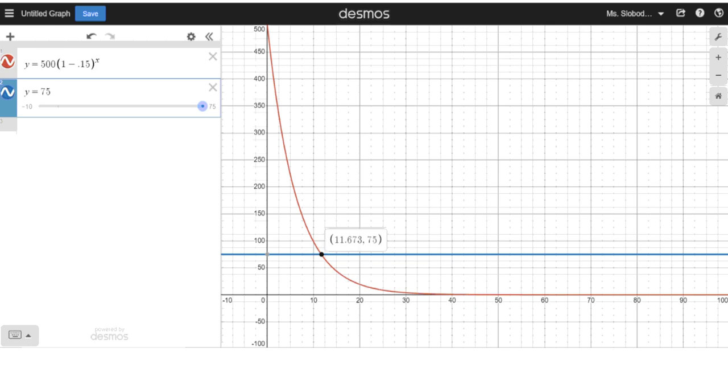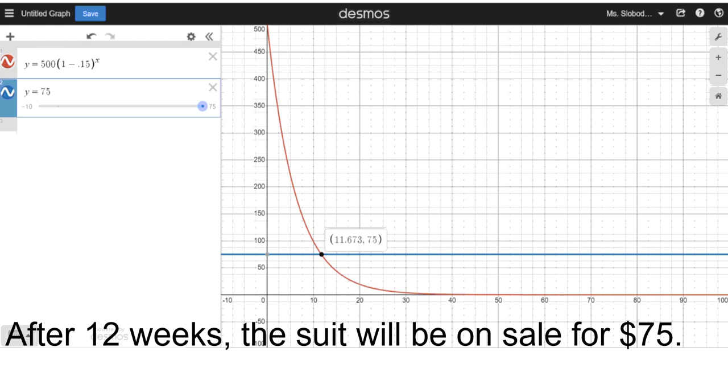Now, the question was, when will the price be $75? Well, here I see 11.673, and because we're measuring in weeks, I can't have 11.6 weeks, so I'm going to have to go to my 12 weeks to really answer that question. So we know after 12 weeks, the suit will be on sale for the $75.